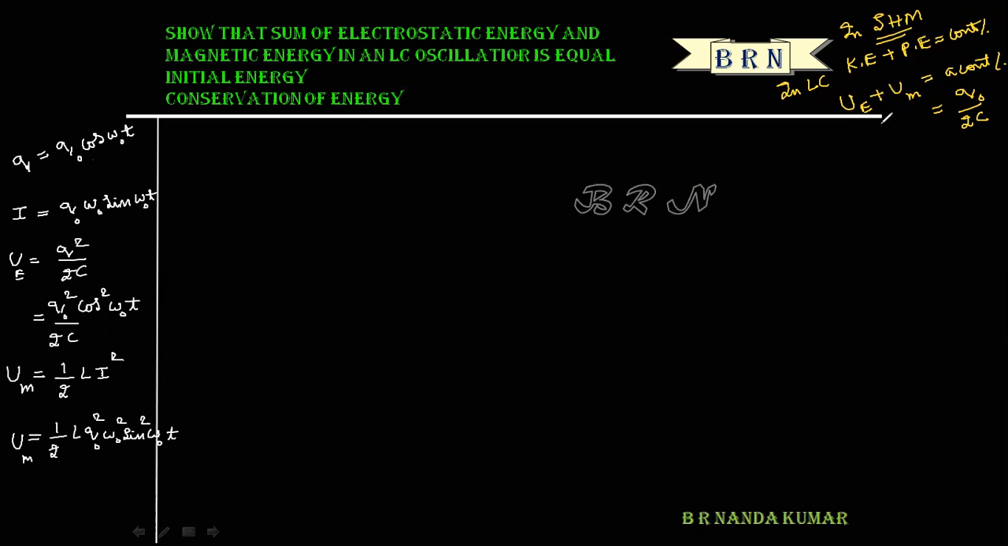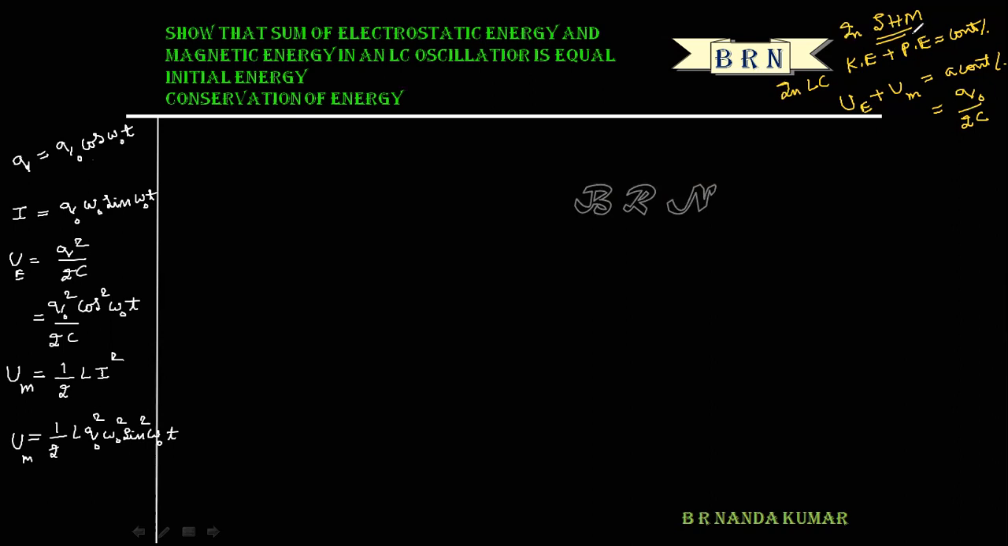Exactly at time t is equal to T by 4, the complete electrostatic potential energy is converted into magnetic potential energy. After that, the magnetic potential energy is converted into electrostatic potential energy. So in the time interval t is equal to T by 4 to t is equal to T by 2, the magnetic potential energy is gradually converted into electrostatic potential energy, but the sum of electrostatic potential energy and magnetic potential energy at any instant of time will remain constant. That is exactly equal to the initial energy.